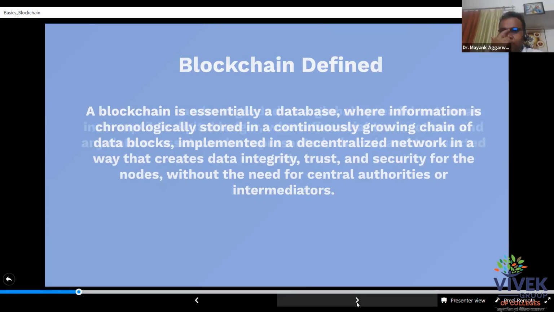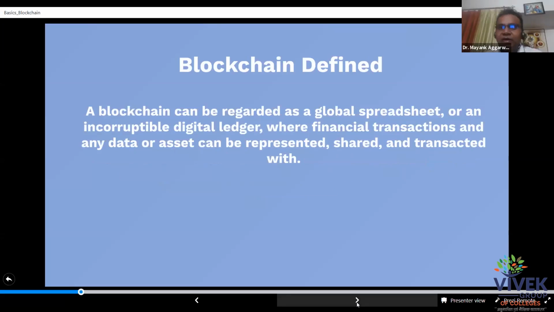Now let's proceed. Another definition so that we come to know what a blockchain is actually. A blockchain can be regarded as a global spreadsheet. All of you know Google Docs, Google spreadsheets. So to compare it easily, we can say blockchain is also a global spreadsheet or an incorruptible digital ledger. Ledger means, like in earlier times there was a bahikhata, where we used to write our records. So it is an incorruptible digital register.